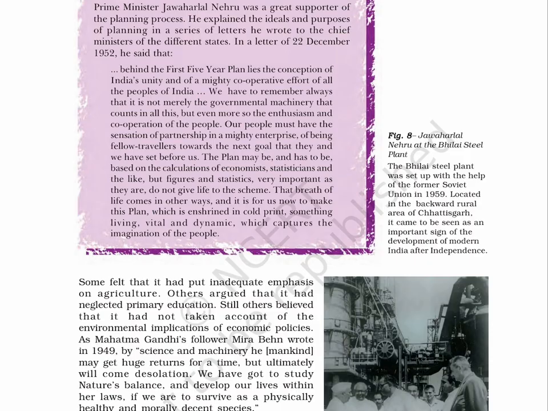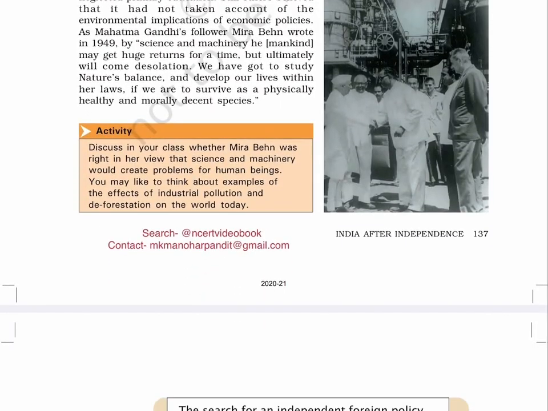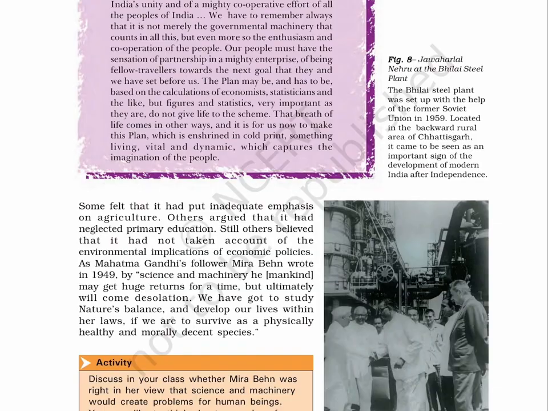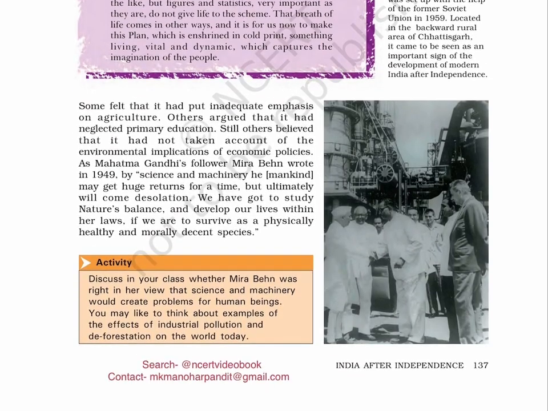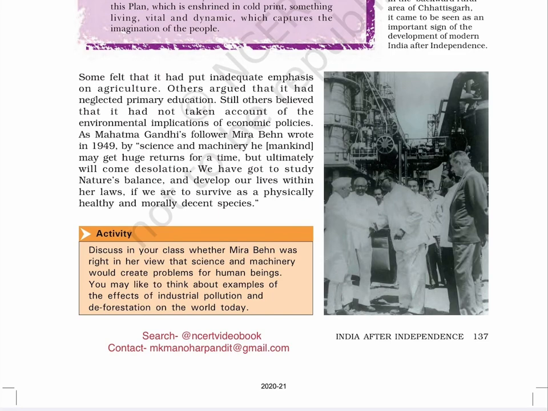Activity. Discuss in your class whether Miraben was right in her view that science and machinery would create problems for human beings. You may like to think about examples of the effects of industrial pollution and deforestation on the world today. Figure 8. Jawaharlal Nehru at the Bhilai Steel Plant. The Bhilai Steel Plant was set up with the help of the former Soviet Union in 1959. Located in the backward rural area of Chhattisgarh, it came to be seen as an important sign of the development of modern India after independence.